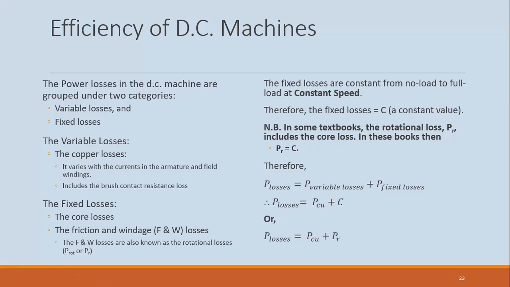so therefore the total losses would be your variable losses plus the fixed losses. So the copper losses plus the constant, and the constant we say are the core losses and the friction and windage losses. So many times you'll be just given a value for the constant loss. But maybe on one or two occasions you might be required to determine what those are. But most times you are given the values for the constant losses. Okay.